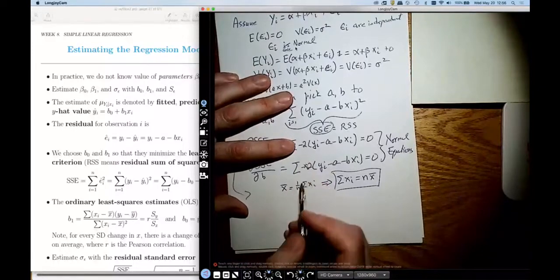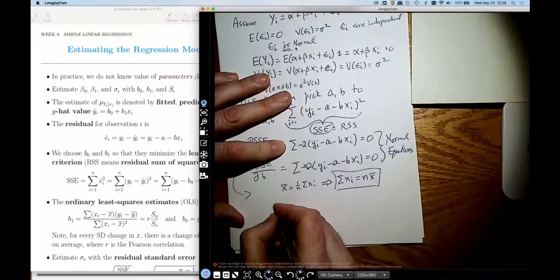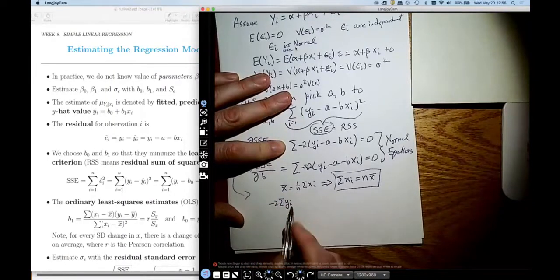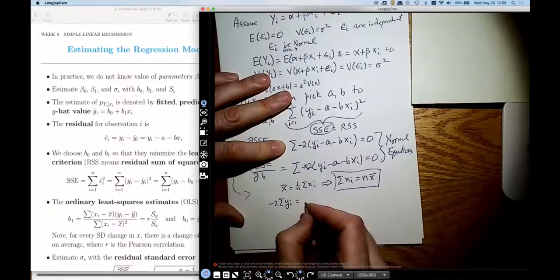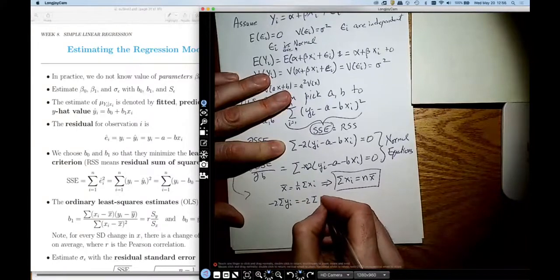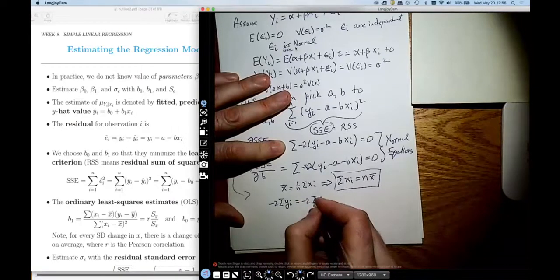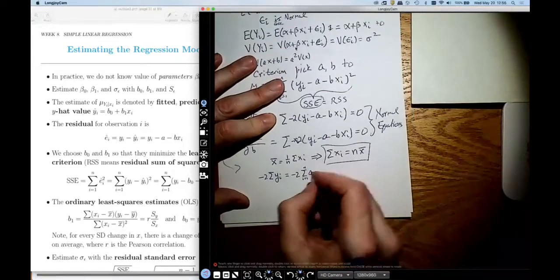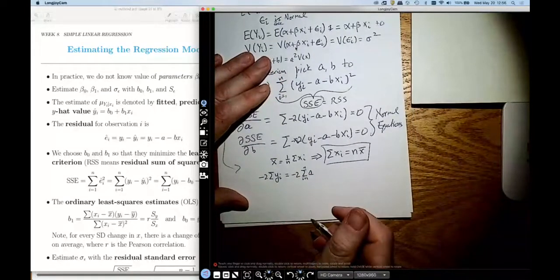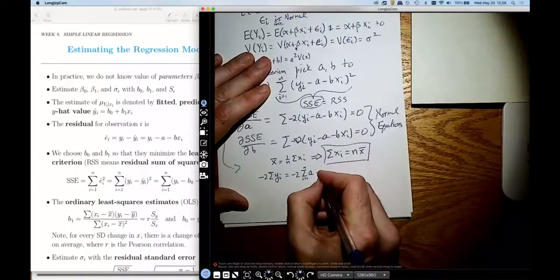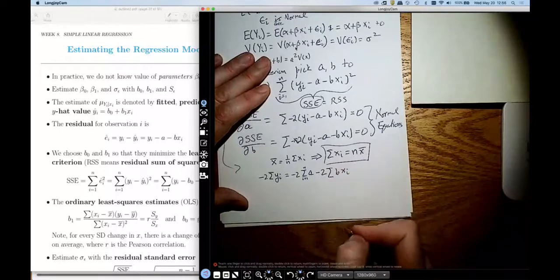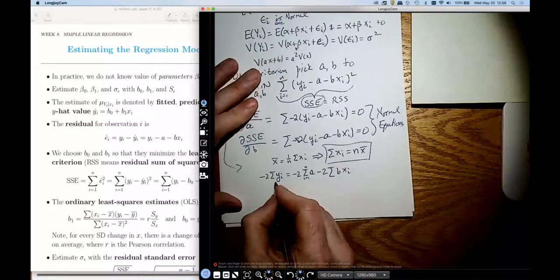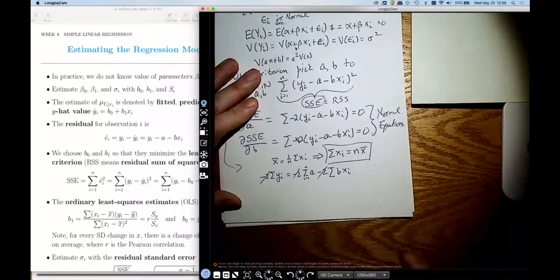So I can do some rearranging on this, and what I really have here is -2 times the sum of my y i's, and I'm going to move these other sums to the other side. So really I have -2 times the sum of a. This would be i equals 1 to n if you want to keep track of your subscripts. I'm also going to have a -2 times the sum of b x i. Now, what I really have on this side, the -2's all go away.